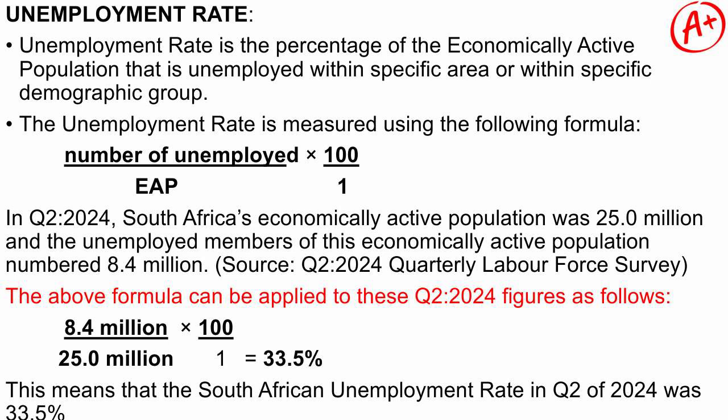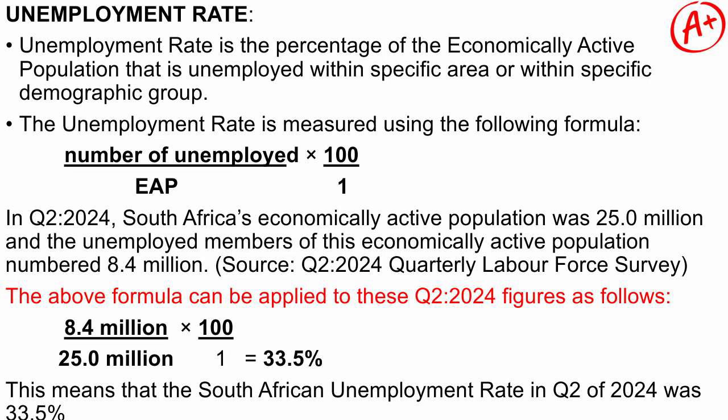Guys, the unemployment rate, as part of the nature of unemployment, is a percentage of the economically active population, and it's very important for you to remember what the economically active population is. These are the people aged between 15 and 64 who are willing, able, and ready and available for work. That means they form part of the labor force and the labor market. So the unemployment rate is the percentage of the economically active population that is unemployed within a specific area or within a specific demographic group. I think we'll understand this in detail when we look into the characteristics of unemployment.